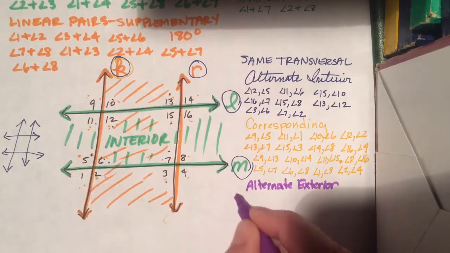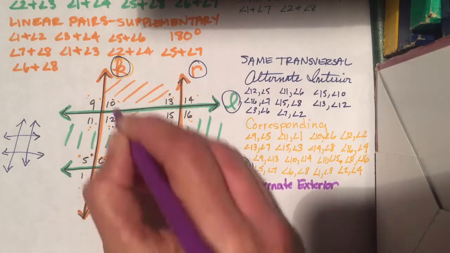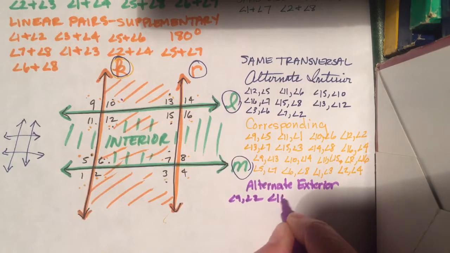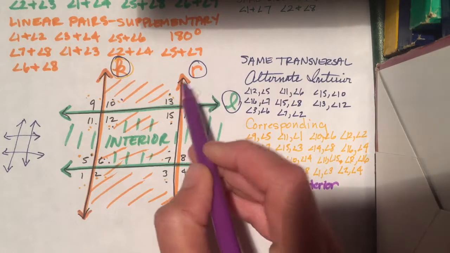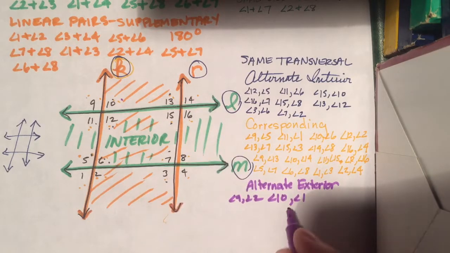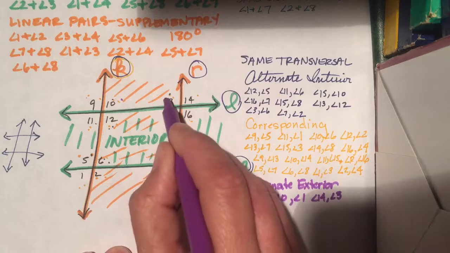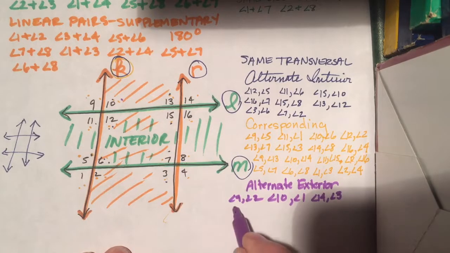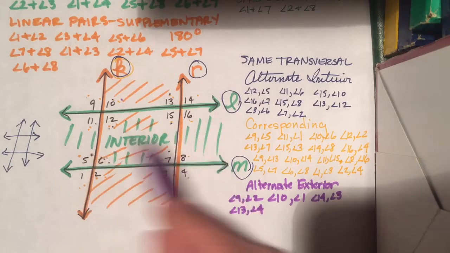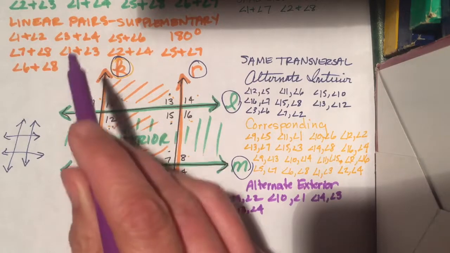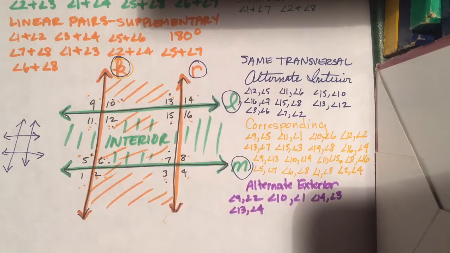9 and 2, 10 and 1. Over here, 14 and 3, and 13 and 4. Now those are your alternate exteriors if your green lines are your lines and the orange ones are your transversals.